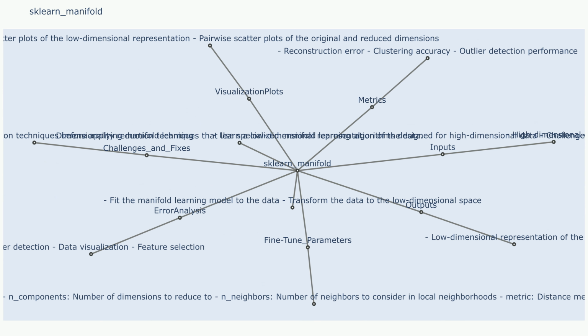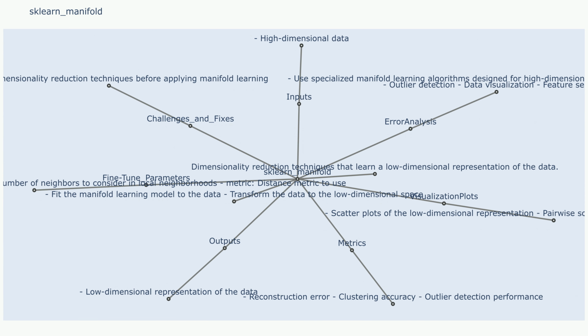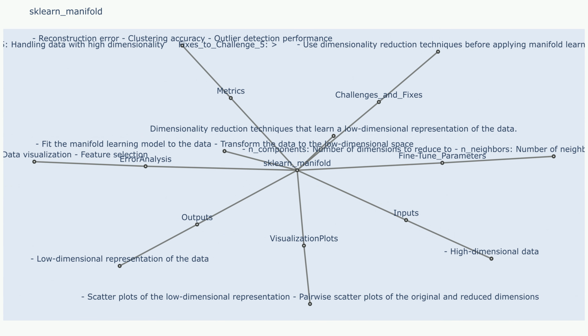Challenges and fixes. Challenge 1: High dimensionality. When the original data is highly dimensional, the manifold learning algorithm may struggle to find a suitable lower dimensional representation. Sample use case that resulted in challenge 1: A dataset with thousands of features. Fixes to challenge 1. Feature selection: select a subset of relevant features to reduce the dimensionality before applying the manifold learning algorithm. Principal Component Analysis (PCA): apply PCA to reduce the dimensionality of the data before applying manifold learning.